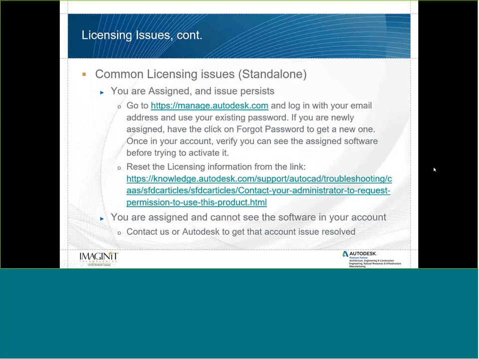If you are assigned a license and you cannot see the software in your account, this means that you have an account problem, and you either need to contact us or Autodesk to get that account issue resolved. What we have to do is contact Autodesk. We have to let them know who you are as far as the email address, what asset you're assigned, or what serial number you're assigned, and that you can't see it in your account.